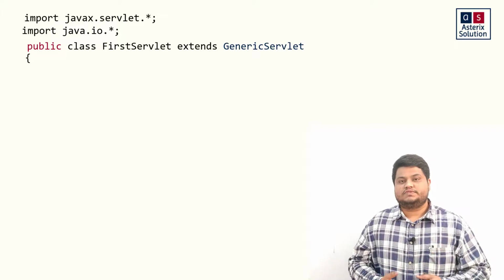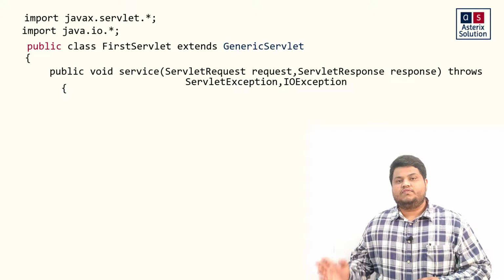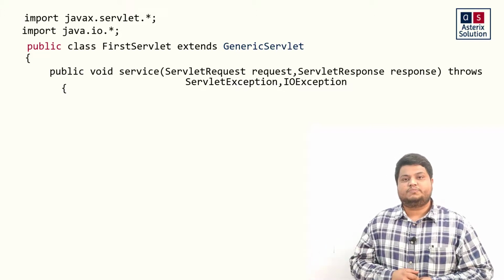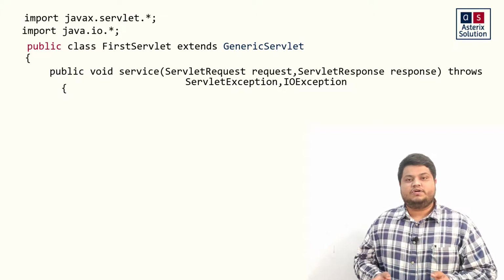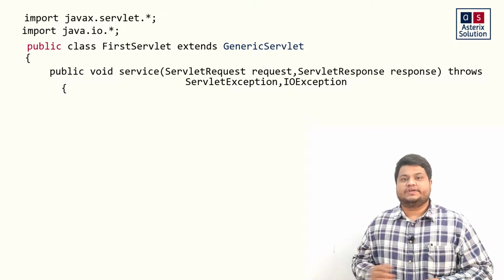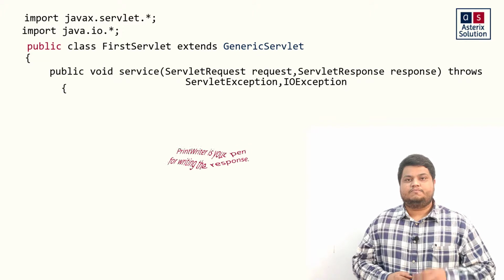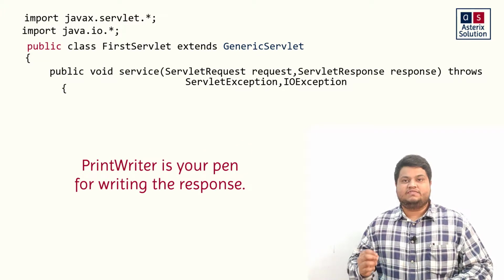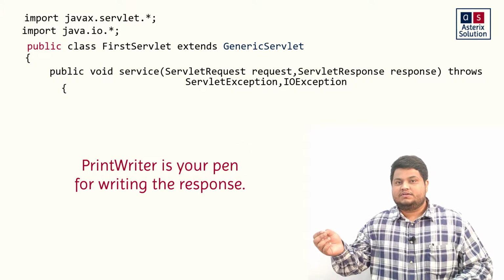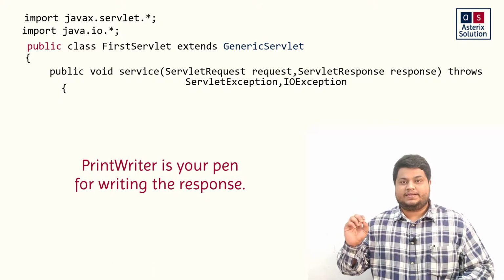So what do you do in your service method? public void service(ServletRequest, ServletResponse), to accept your request and give back your response, and they throw two exceptions: throws ServletException, IOException. Next, in the very first line, you declare your PrintWriter. Now PrintWriter is going to be the pen which is going to revert back. You mark my word, it's going to revert back. So PrintWriter is going to be your pen.